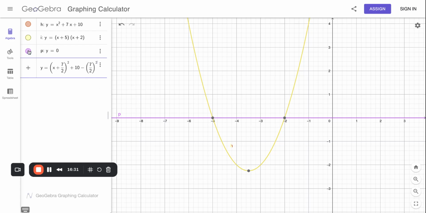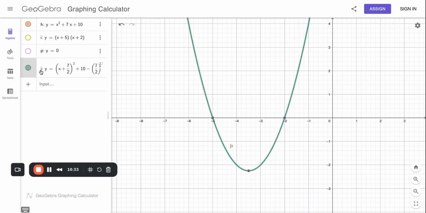And before I do that, let me show you that all three of these overlap. So if I hide these two and then I show this one and hide this one, same graph. Show this one and hide this one, same graph. Show this one, same graph. So all three of these are the same graph. So that proves to you that this completed square form is correct, right?